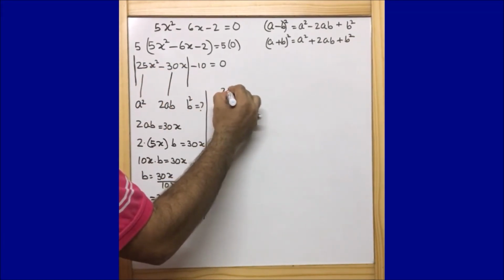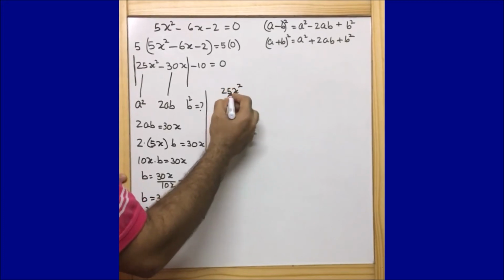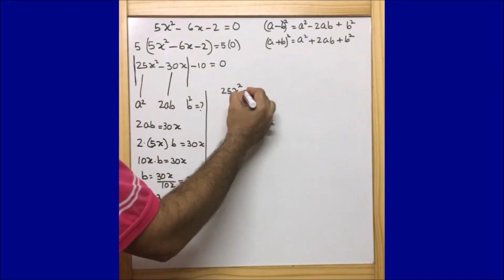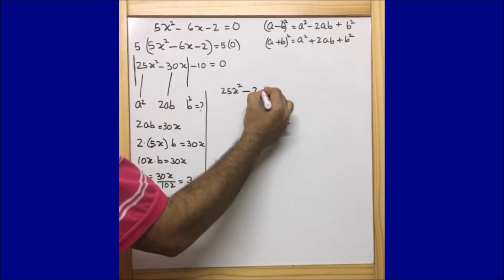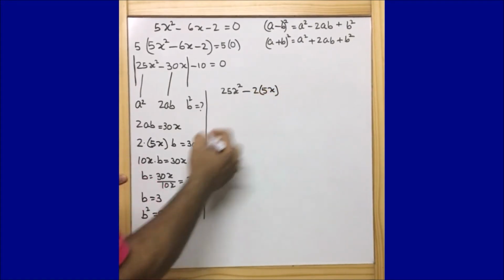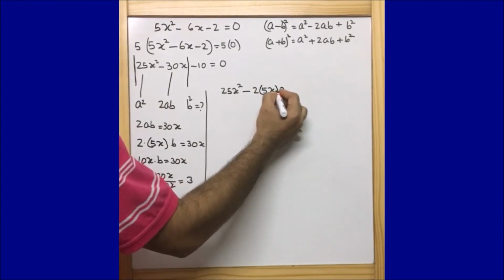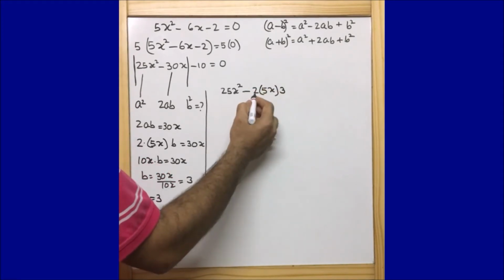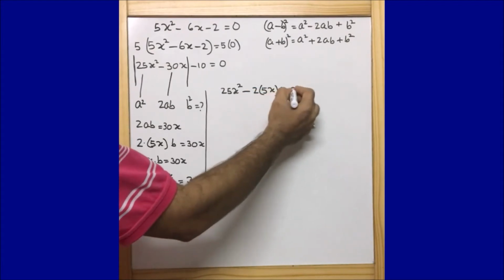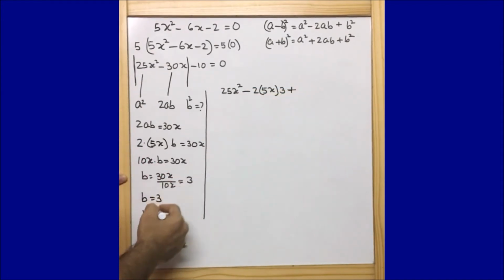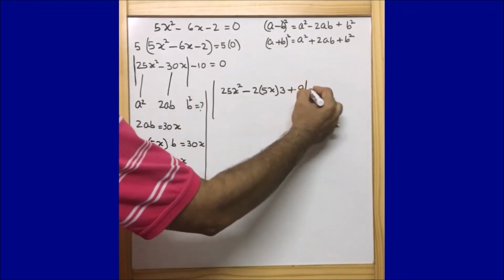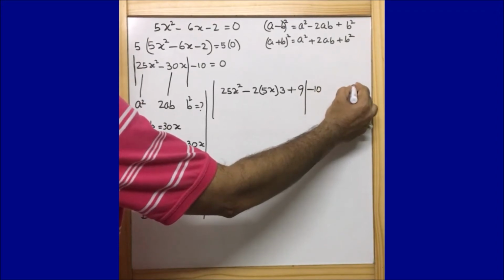So I can write 25x to the power 2, this is a square, as I told you. Then minus 30x is nothing but 2ab. So let us identify what is 2, what is a, what is b. Here a is 5x and b we got 3. So guys, if you solve this, you will easily see that 2 into 5 is 10, into 3 is 30. So this is 30x plus b square. B square is 9. And minus 10, we'll put minus 10 as it is, equal to 0.